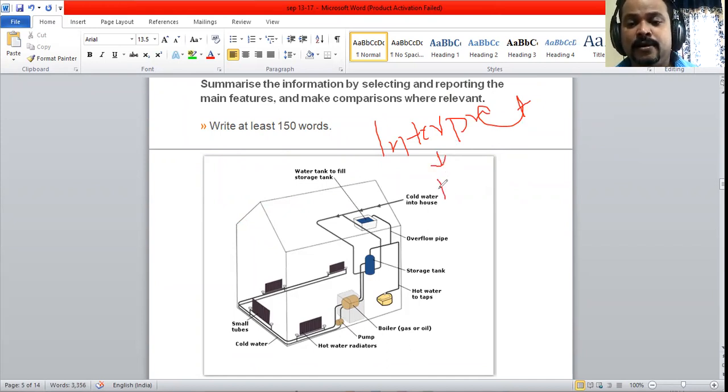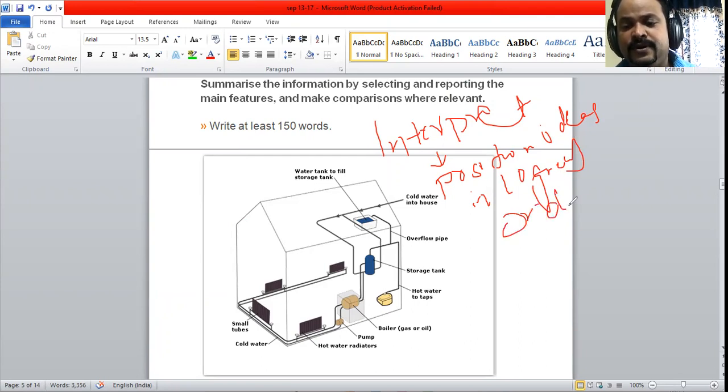and position the ideas in logical order. You position your ideas, the main things. Select the main things from this picture. First of all, you need to interpret the picture, what exactly is happening. The second thing is that you need to position your ideas.